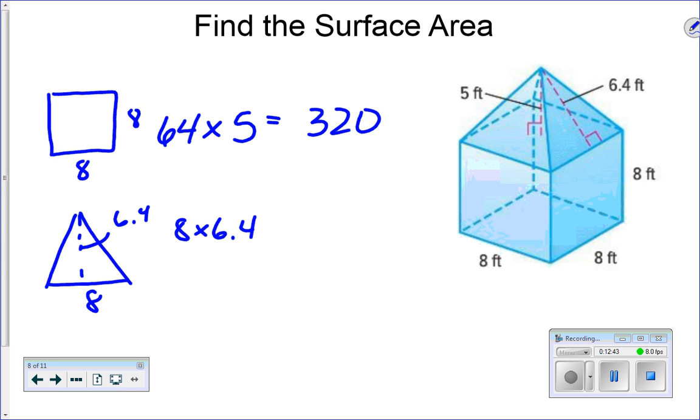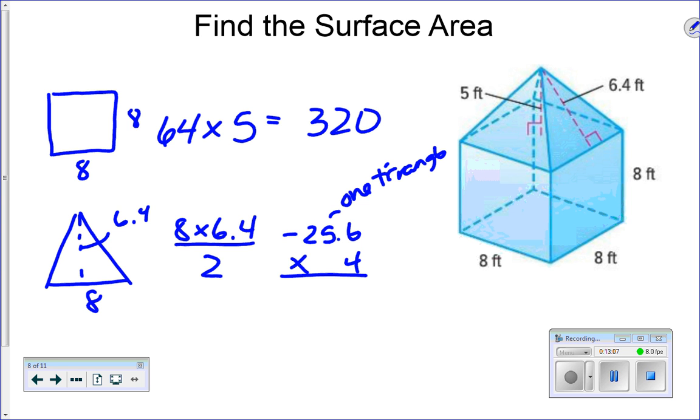Now here's where we talked about where you can multiply by 2 or divide by 2 and then times by 4. It's up to you what you want to do. I'll do the divide by 2 way. So this is one triangle. Then I'm going to multiply this by 4, because to me that's the easiest way I can see my process here. Times 4. So 102.4.